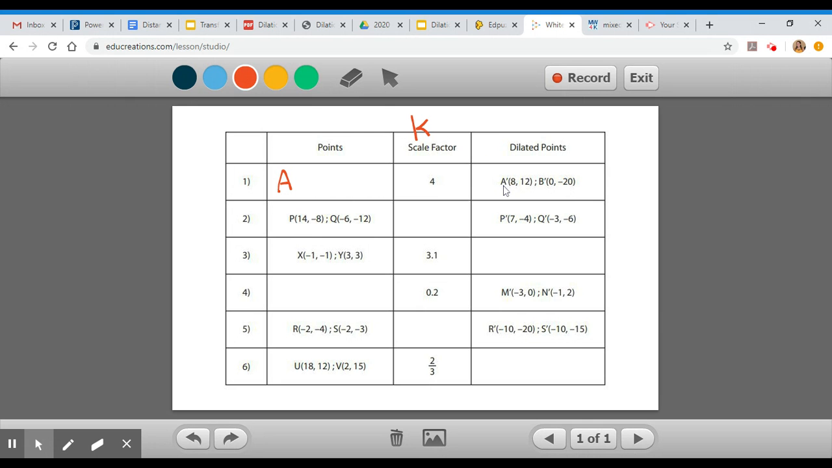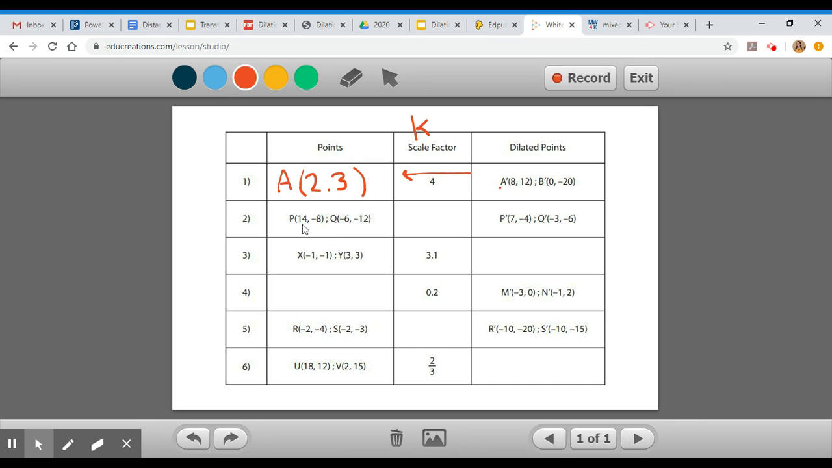After a transformation, we get to A prime at 8, 12. If my original point, whatever the coordinates of A are, were multiplied by 4 to get to A prime, to work in the other direction, we'd have to divide. So 8 divided by 4, the x coordinate would be 2. 12 divided by 4, working backwards, we'd know that the original y value was 3.